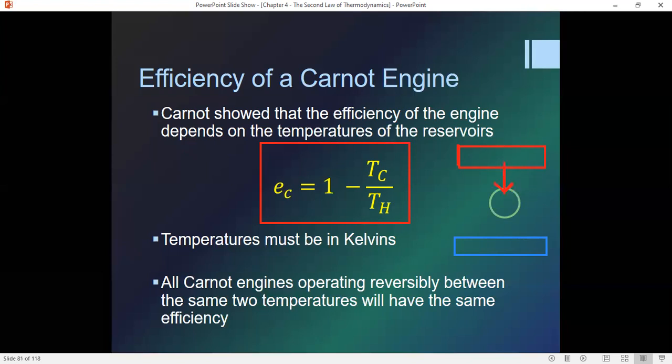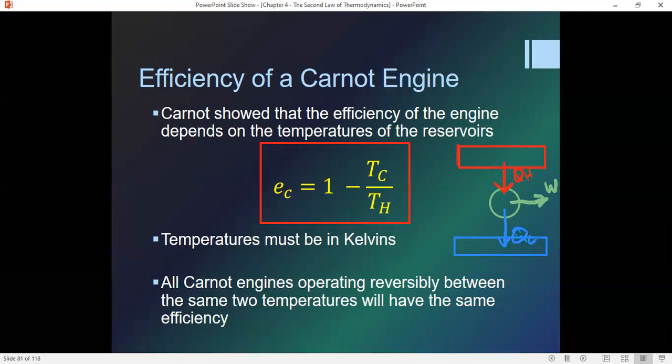QC is going to go down here. Work is going to go out here, okay? QH, okay, QC. We won't worry about the actual amount of energy. Let's just worry about the temperature, okay?